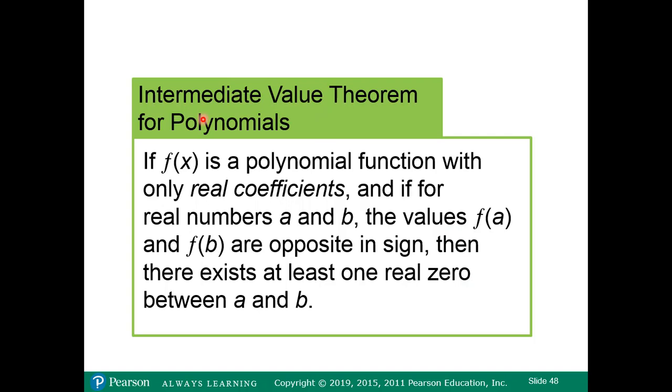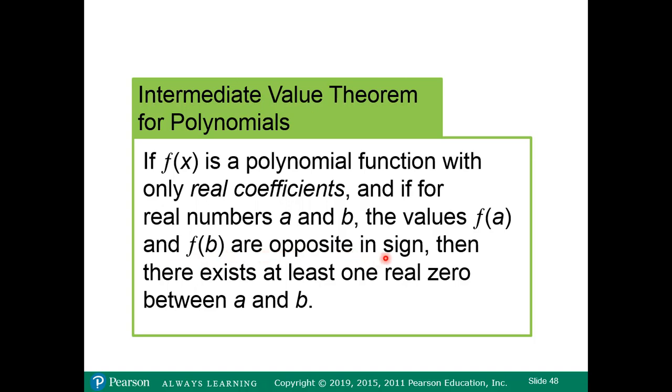Also, the intermediate value theorem for polynomials. So this is a good one. You need to know this one. If f of x is a polynomial function with only real coefficients, okay, so that does include integers and rationals, which means no complex coefficients, only real. And if for real numbers a and b, the values f of a and f of b have opposite signs.